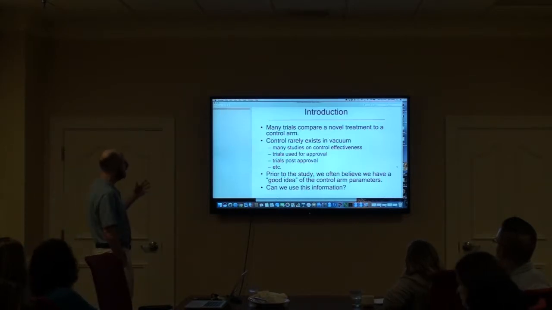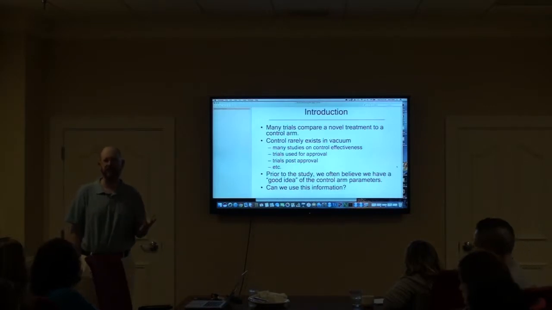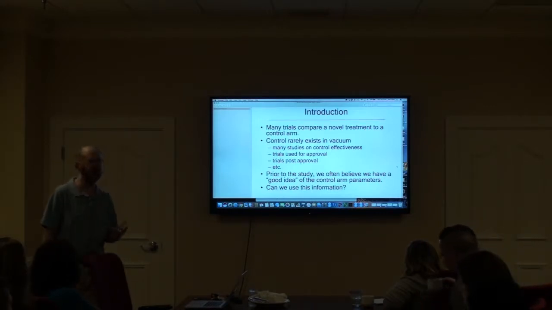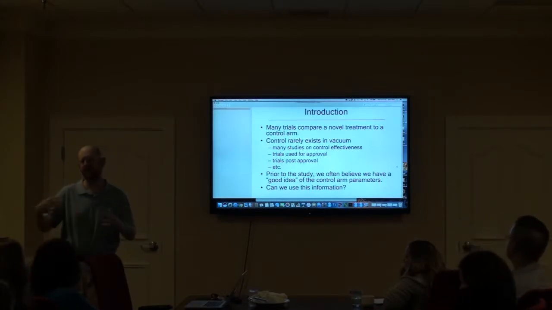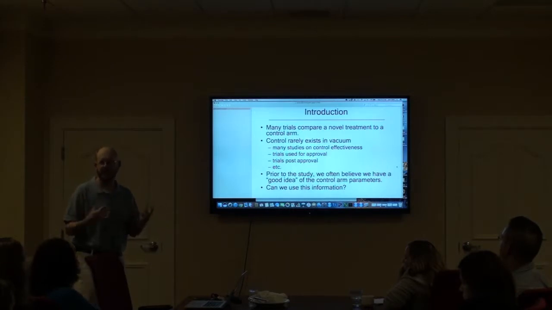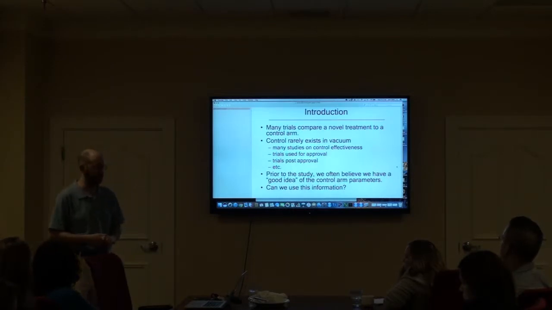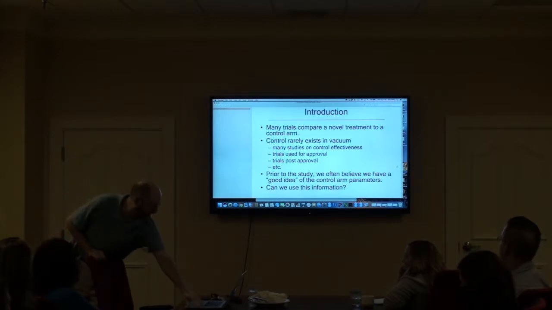So prior to the study, we often do have a good idea of what the control arm is going to look like. We think it's going to look like whatever the data was before, but of course we also recognize we're running a new study. We have specific inclusion and exclusion criteria. The sites are a little bit different. It's the same, but it's not the same in certain ways. So how do we use that information?